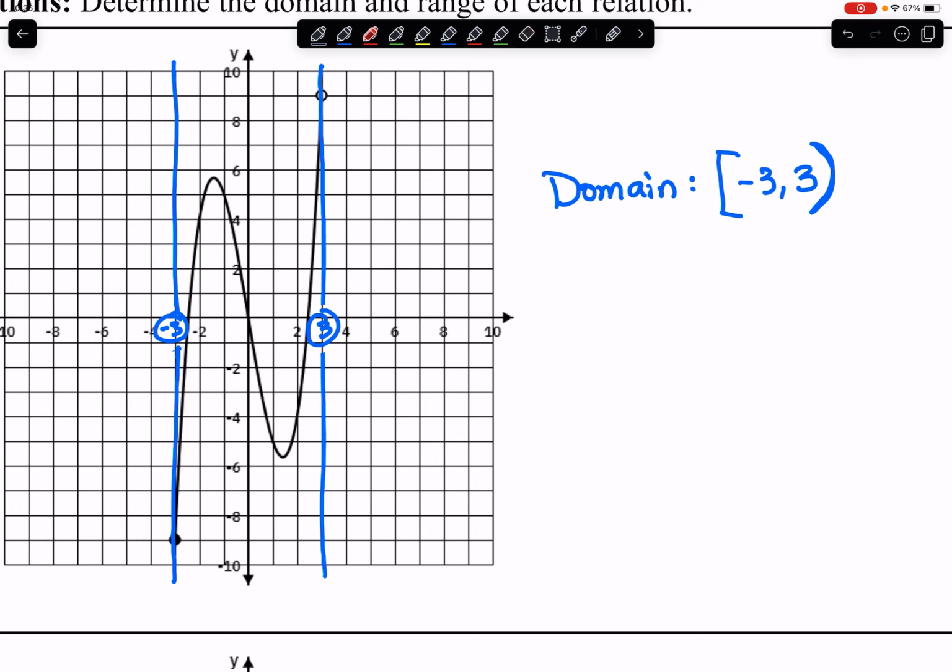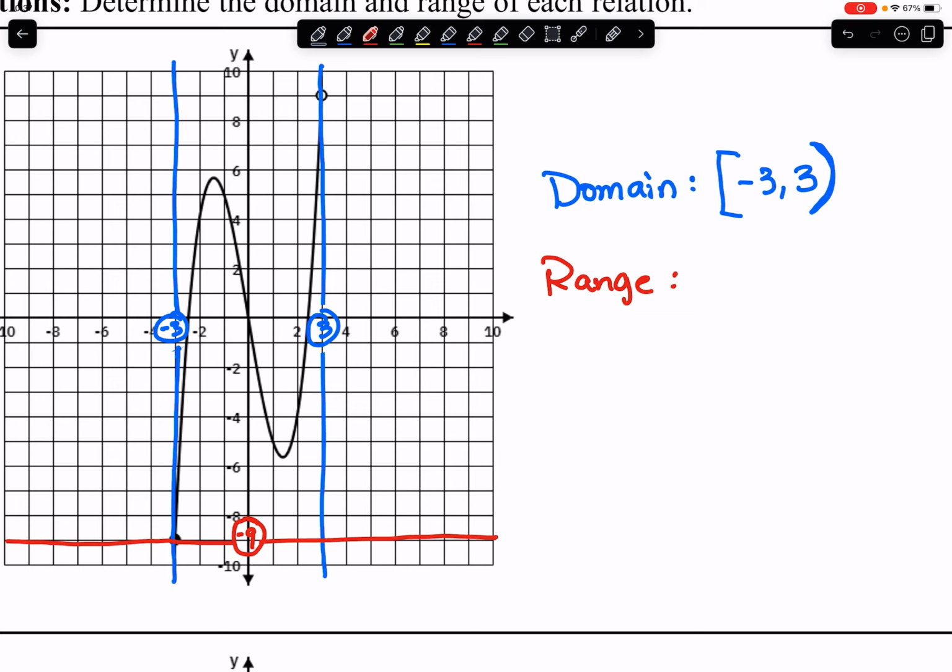Now for our range, we do the same thing. We look for the lowest value that the graph is going to reach. Sometimes it looks like it stops right here, but we have to look at the whole graph. It doesn't stop there. It goes even lower, because to the left of that, you see there are more pieces of the graph that go lower than that. So the lowest point that the graph reaches is this point right there, which is at negative 9.